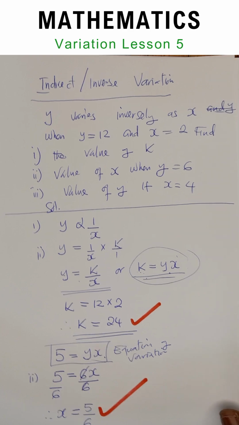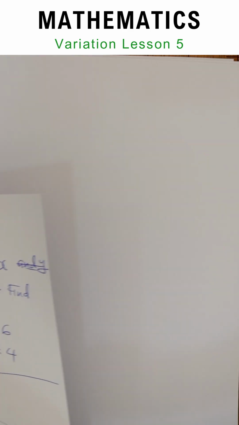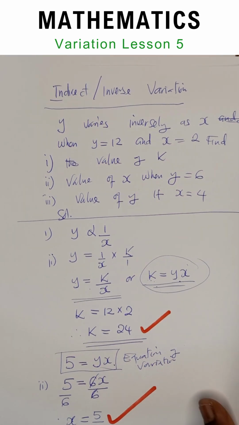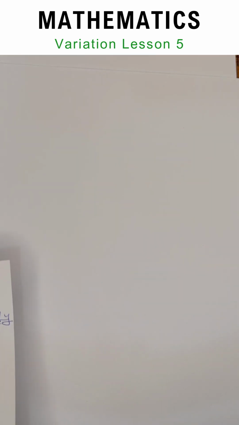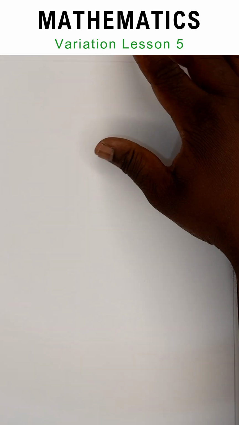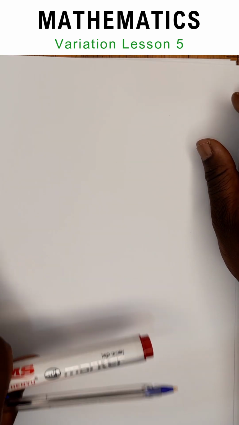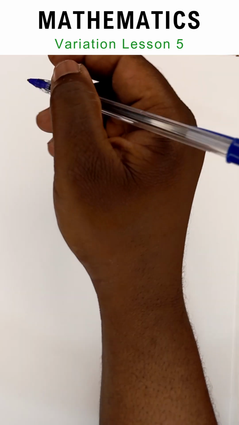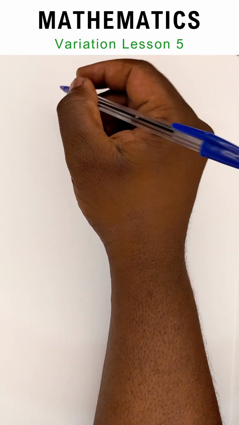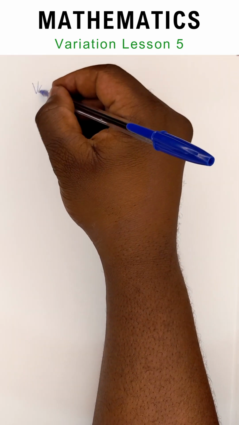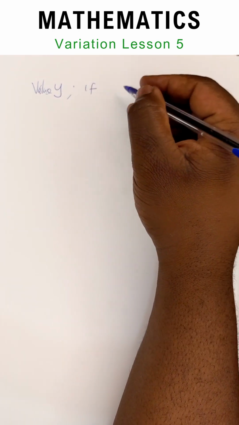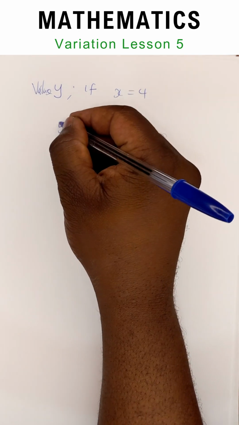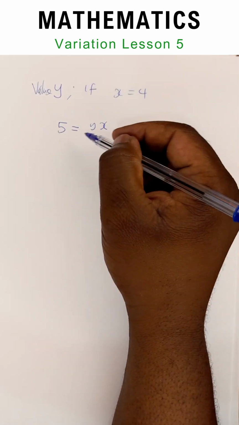Then we go to the last component of it, where they are saying value of y if x is equal to 4. We use the same thing, the same equation. So we continue. Let me just put this nicely. So this will be the same as value of y if they want the value of y if x is equal to 4. So we know the equation of variation is the same as 24 is equal to yx. So they want us to solve for this.